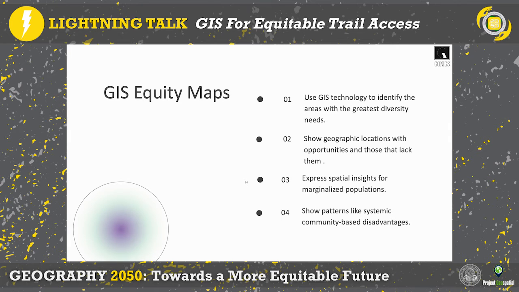So GIS has a lot of potential for trails. It can identify the areas with the greatest diversity need. It could also be used to show geographical locations with opportunities, and those that lack it, and even to show the systemic patterns of community-based disadvantages whilst providing spatial insights for marginalized groups.